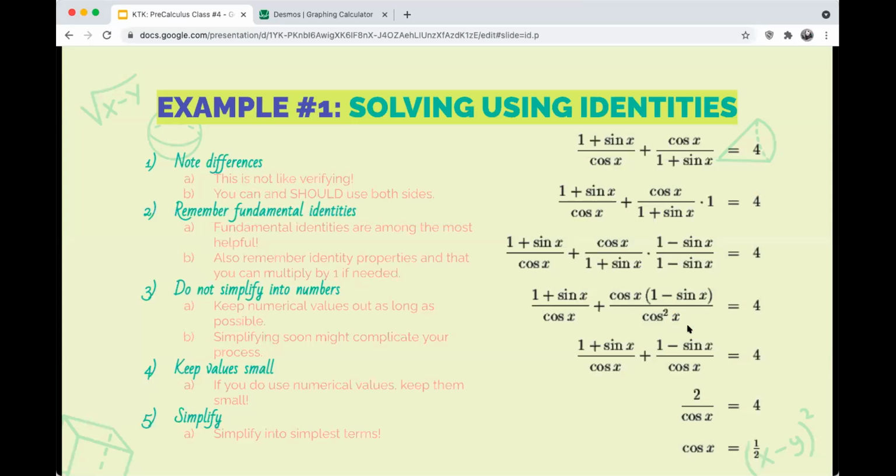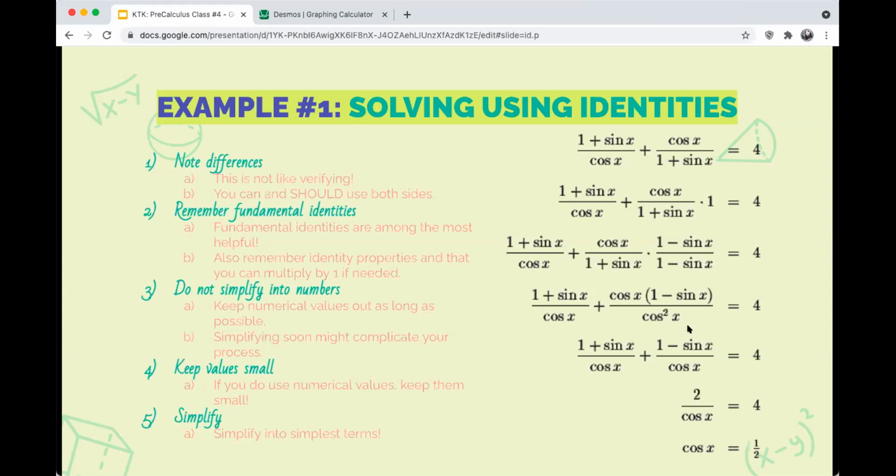So here's our example when we're solving using identities. Differences first, this is not like verifying. You can and should use both sides when you're working. In this particular example, they chose not to use both sides, but generally you should use both sides when you are solving a trigonometric equation.